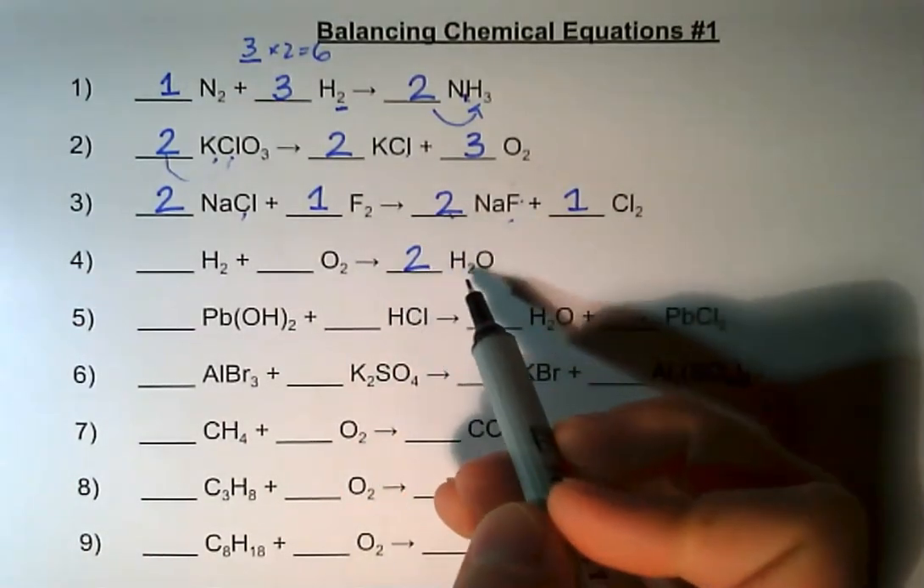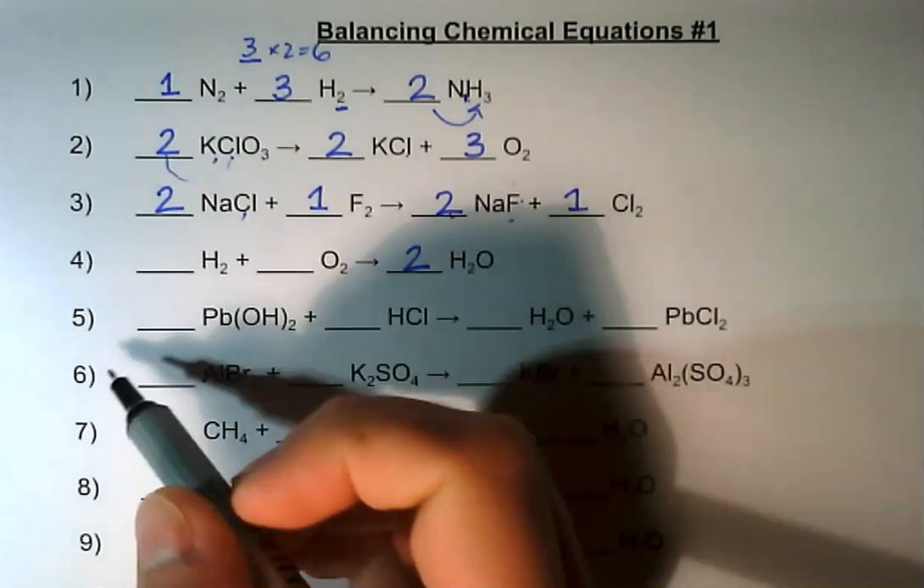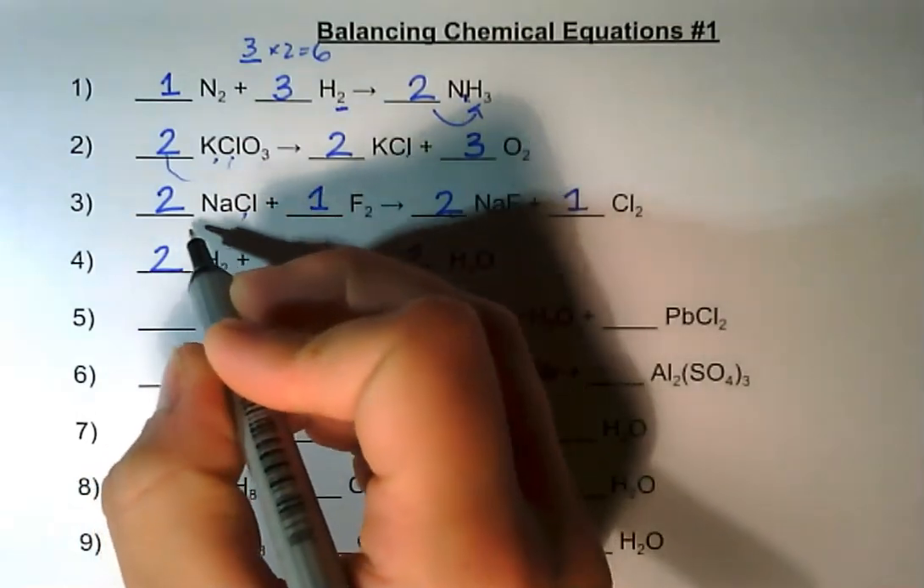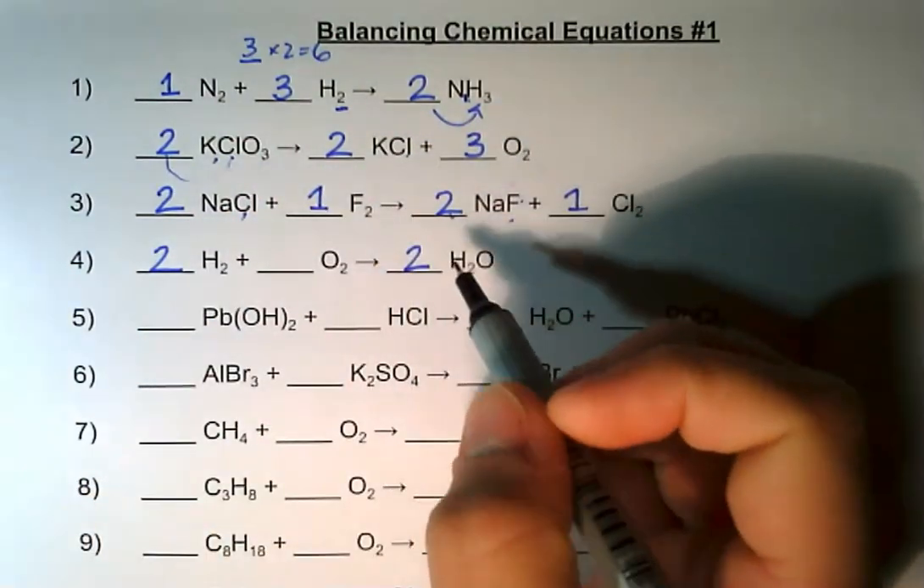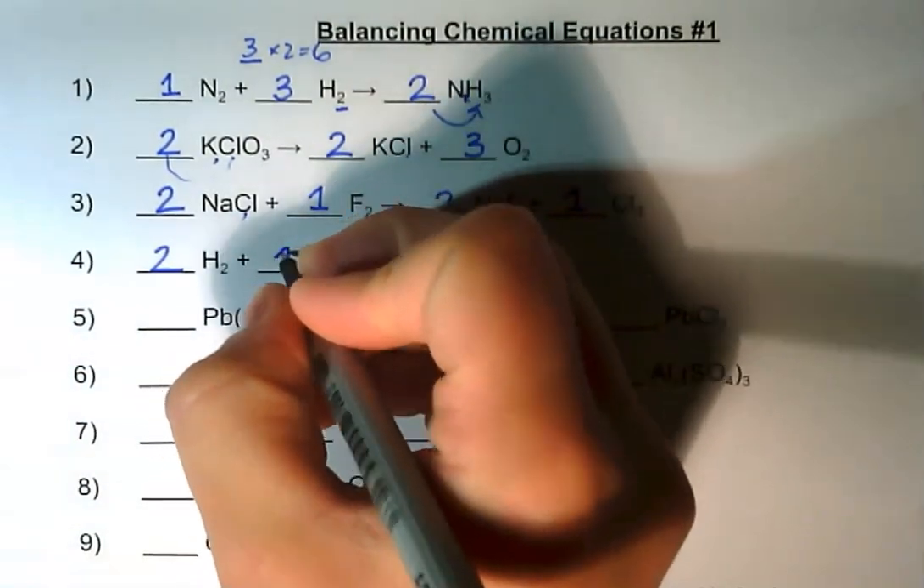Then I have 2 times 2, so 4 hydrogens on the product side. So I need to double the H2 on the reactant side to make there be 4 hydrogens on the reactant side. And then of course I have 2 oxygens, so I fill in my 1 next to O2.